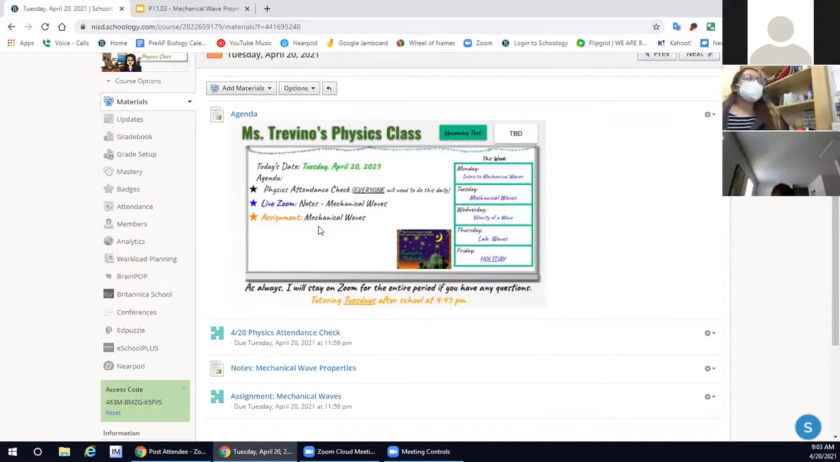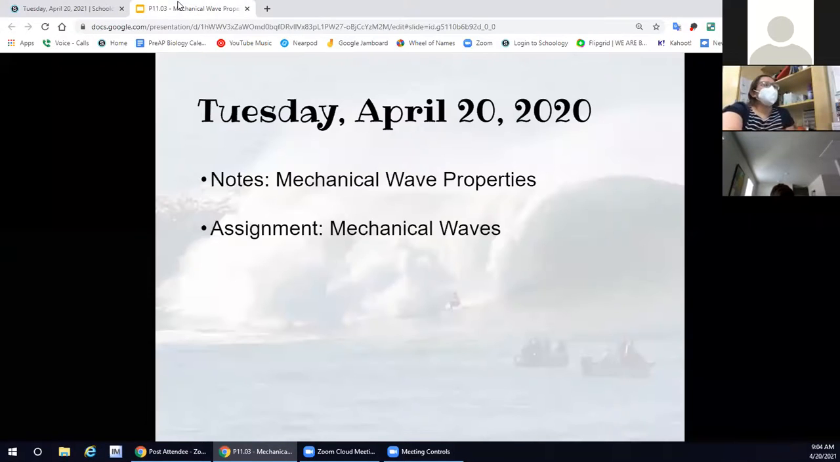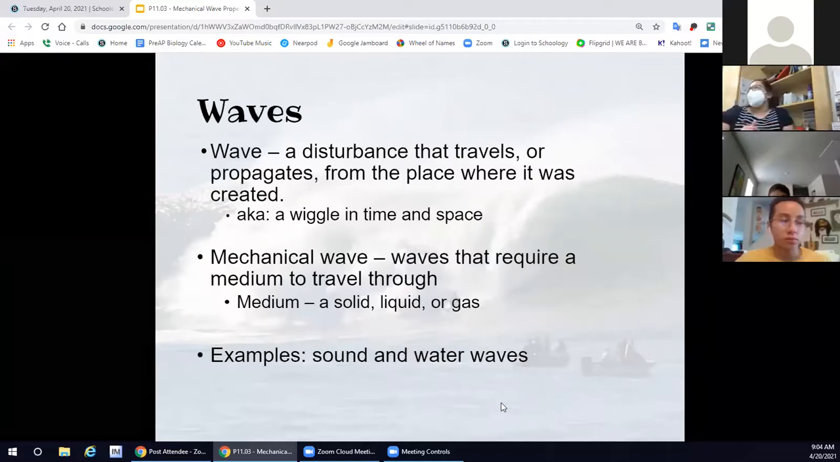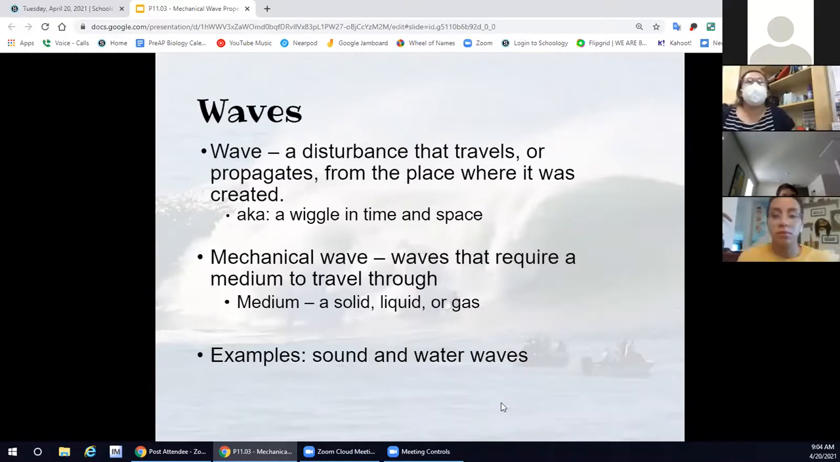So today we're talking about mechanical wave properties. We talked about the two waves yesterday. We said transverse goes up and down, and then longitudinal just goes side to side. And we're going to be talking about how to read those waves. And then you do have an assignment over mechanical waves. The good thing is we're not doing any math today. It's just all concepts, all definitions, all labeling.